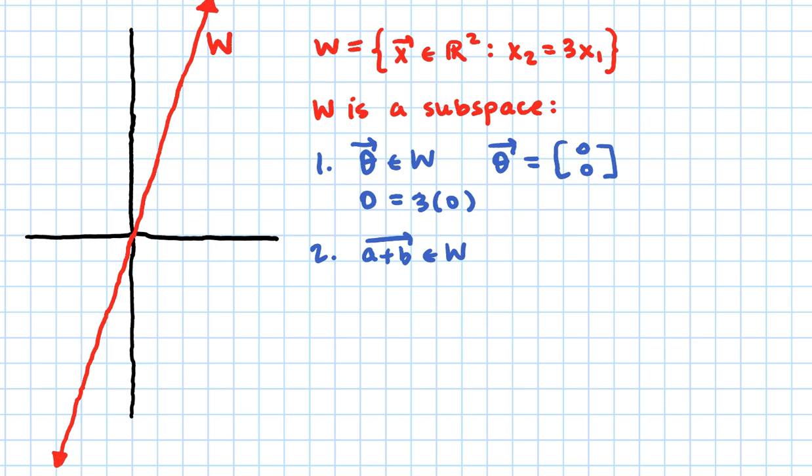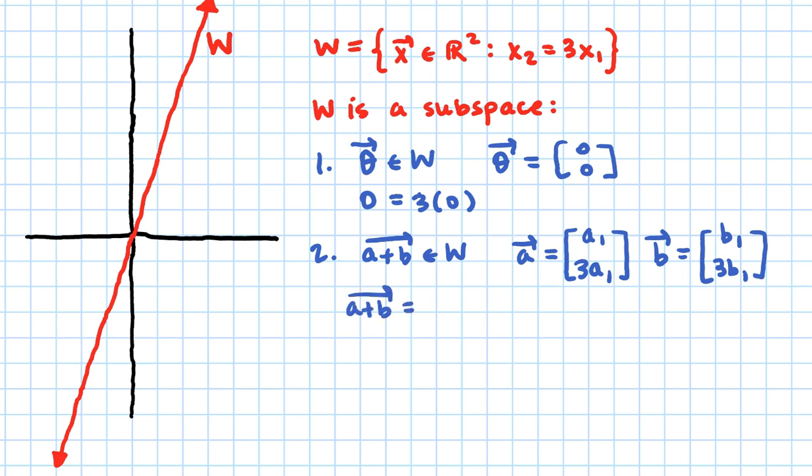Okay, we need to check the fact that this space is closed under addition. I can do that. I'm going to need a generalized version of 2 vectors that are in this space, so I could call one A1 and 3A1, and I could take a vector B and call it B1 and 3B1. Okay, A plus B is equal to A1 plus B1 and 3A1 plus 3B1.